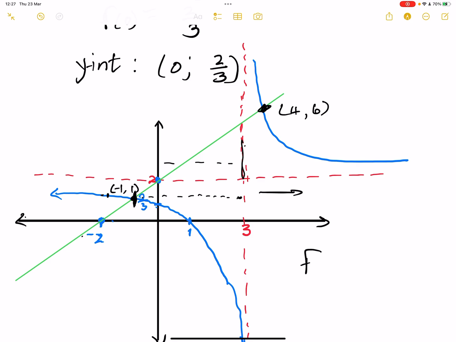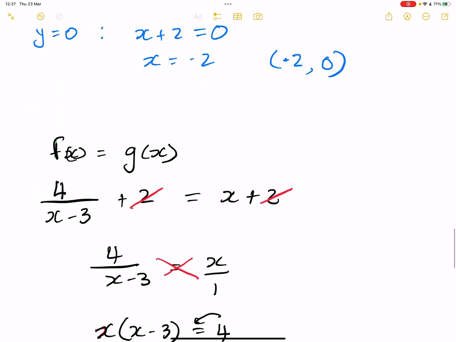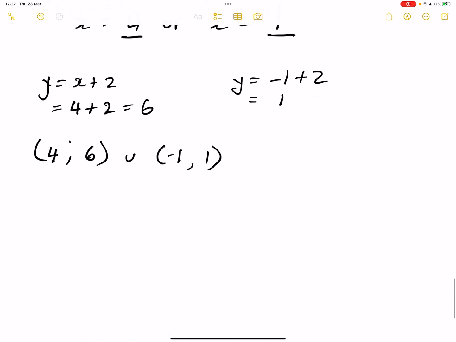Remember, they said where 4 over x minus 3 plus 2 is less than x plus 2, right? So we want this one to be below. So this is for all x is an element. Now remember, at this point, x is -1 all the way up until x is equal to 3, and both are excluded in this case because we want less than and not equal to.